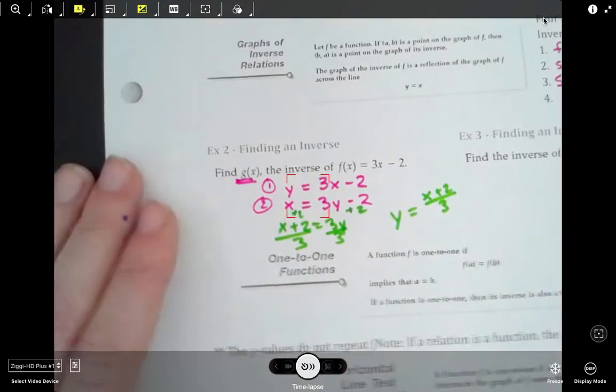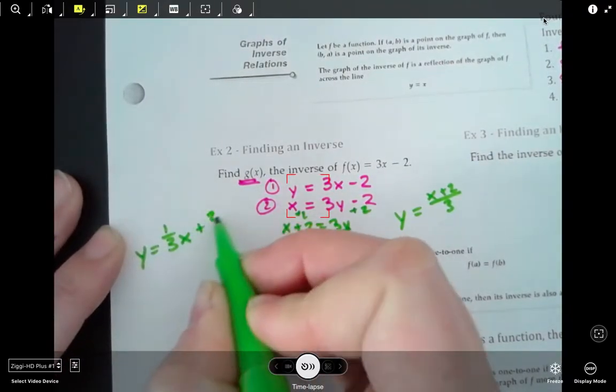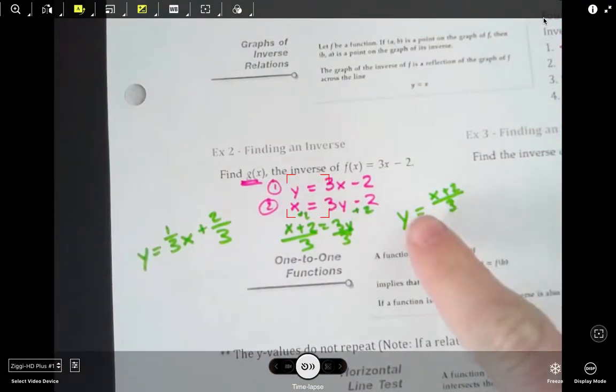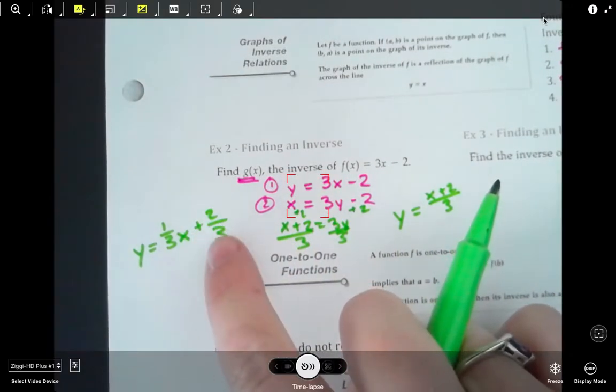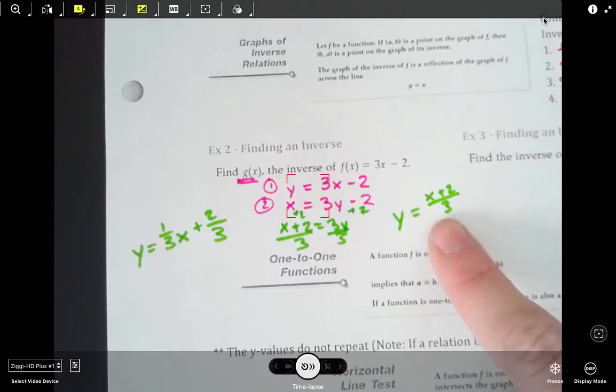If you want to split that apart, it will look like 1/3 x plus 2/3. Did you know that? You split the x over 3 and the 2 over 3 apart, and it'll look like 1/3 x plus 2/3. If you write it like that, that's a-okay, but you can just leave it like this if you want to.